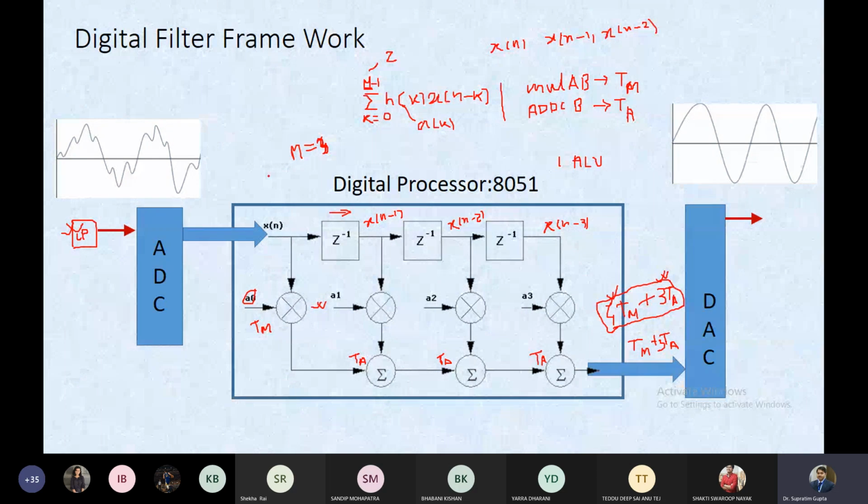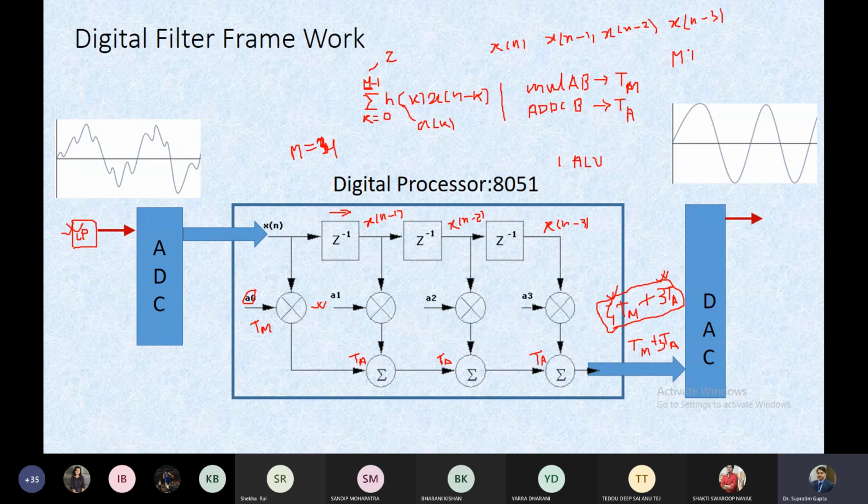So if that is the case, then this 3 will come here. Or if you take 4, then the x[n-3] is also included. And so what is needed? In general we can say this is T = m × 3Tm, where m is for multiplication, plus (m-1) × 3Ta. So this would be the time which is required to compute it.